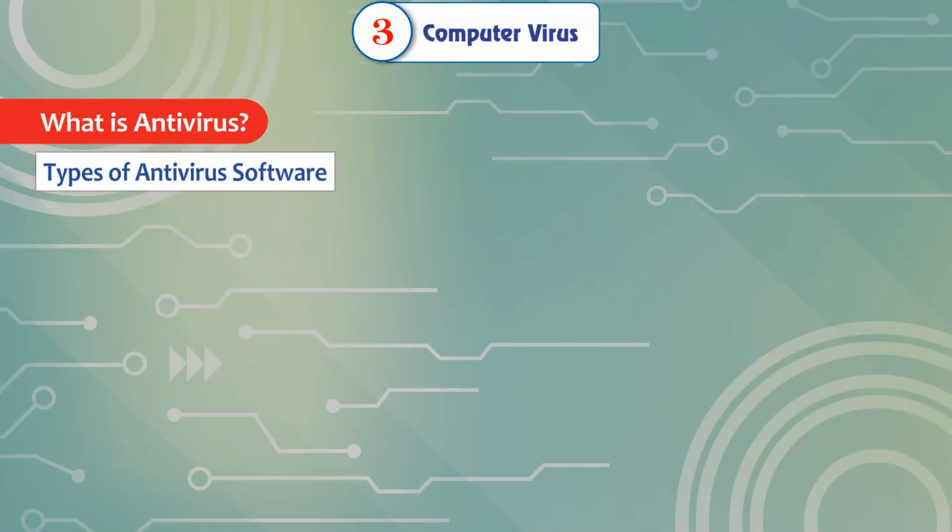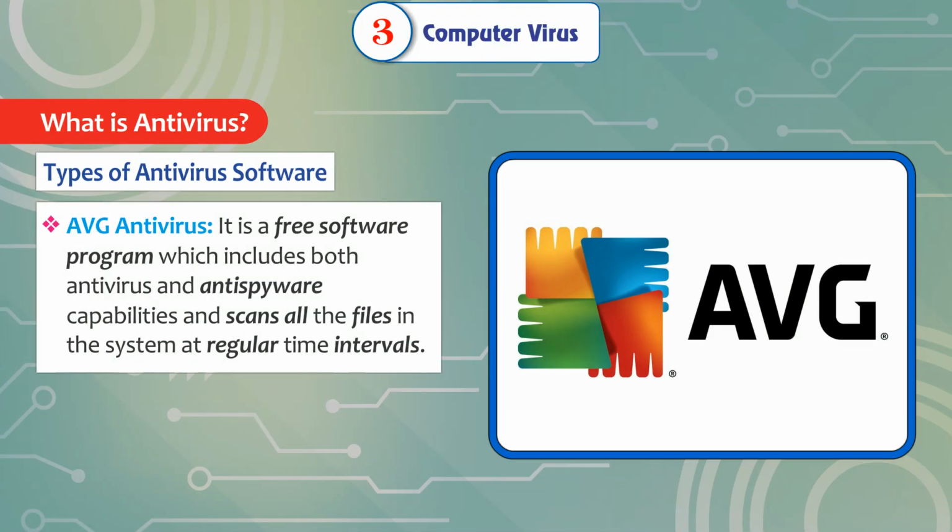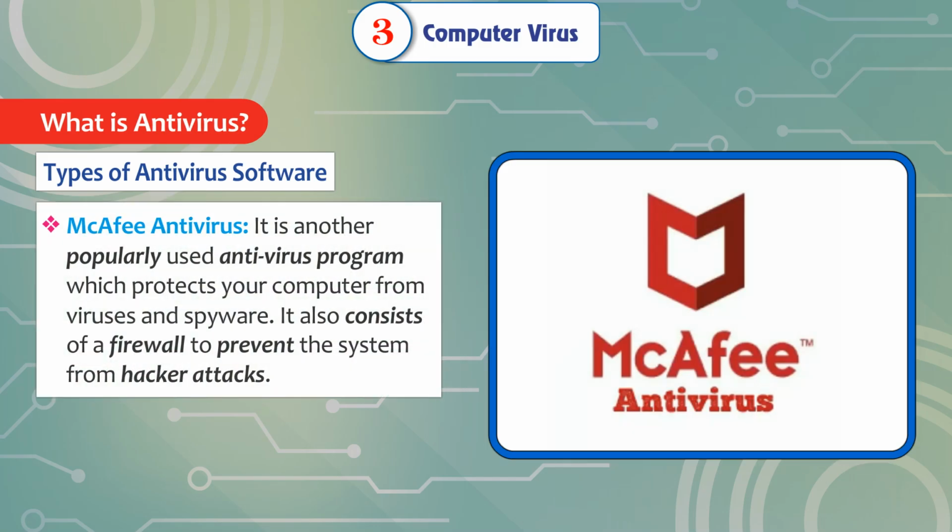Types of antivirus software. AVG antivirus. It is a free software program which includes both antivirus and anti-spyware capabilities and scans all the files in the system at regular time intervals. McAfee antivirus. It is another popularly used antivirus program which protects your computer from viruses and spyware. It also consists of a firewall to prevent the system from hacker attacks.